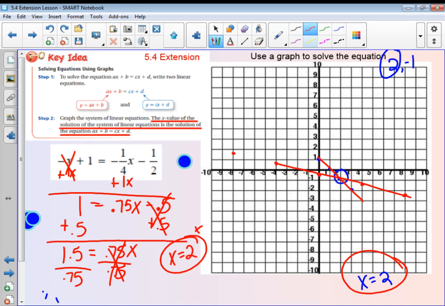So that's it for our 5.4 extension. There are some word problems in this also. You'll go ahead and use the book to kind of practice some of those. Once again, I'm not going to assess you on this. It's more or less I just want you practicing the skill to try it out. So good luck with this part of the extension of 5.4.